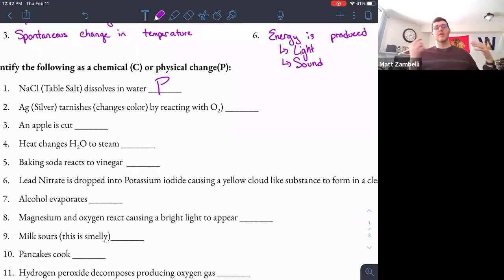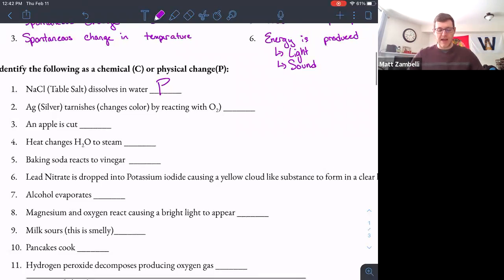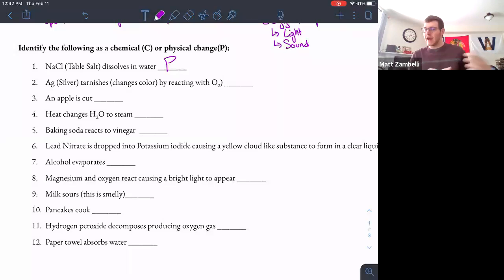Just like if you wanted to go to the ocean and take the salt out of the ocean, you are more than able to do that as long as you take a bucket, you evaporate the water, you'll have a bunch of salt left. All right, number 2, let's try again. Silver, Ag, is tarnished, so it changes colors by reacting with oxygen. Physical or chemical? It's okay if you got it wrong last time, try again this time.